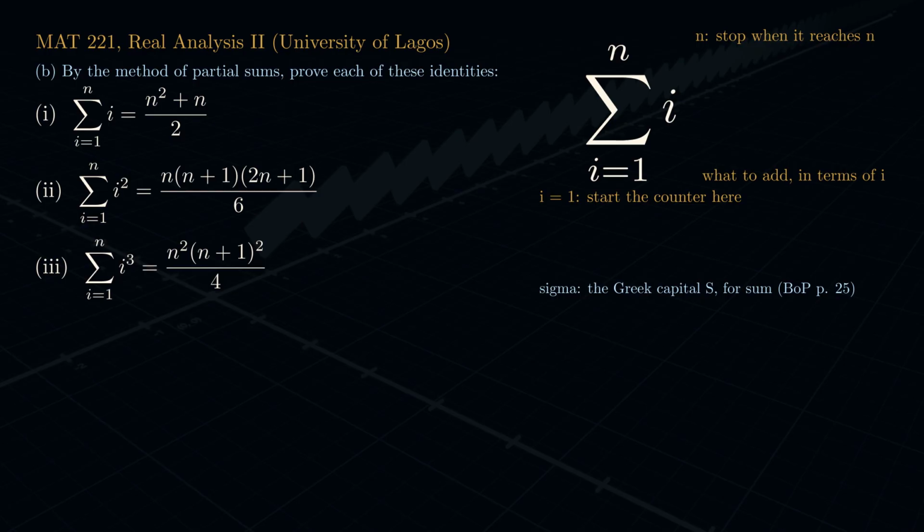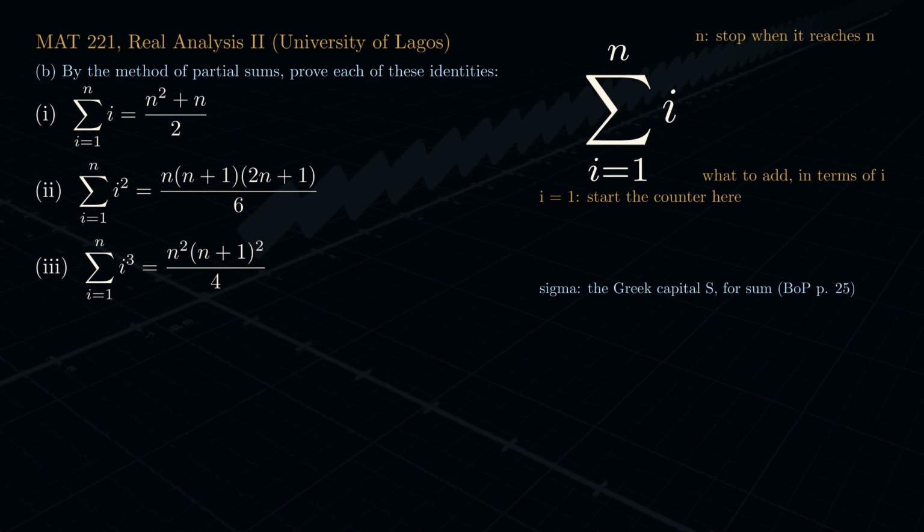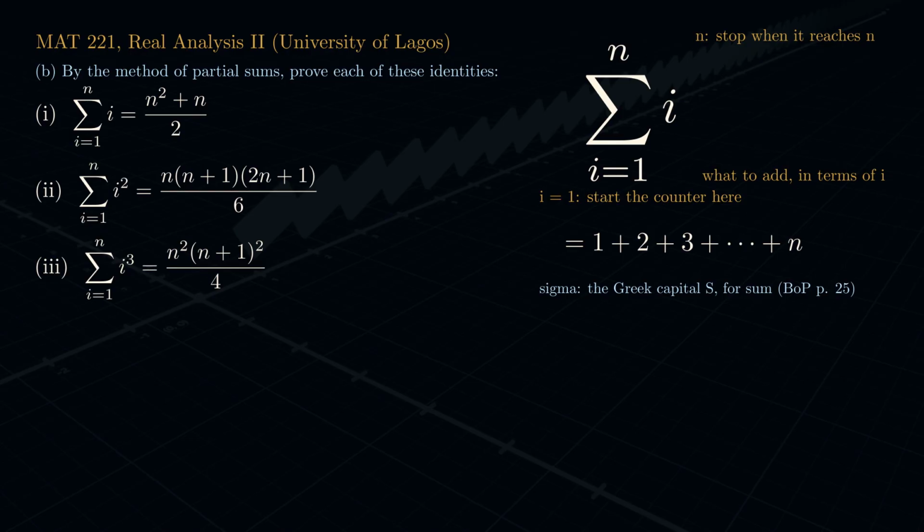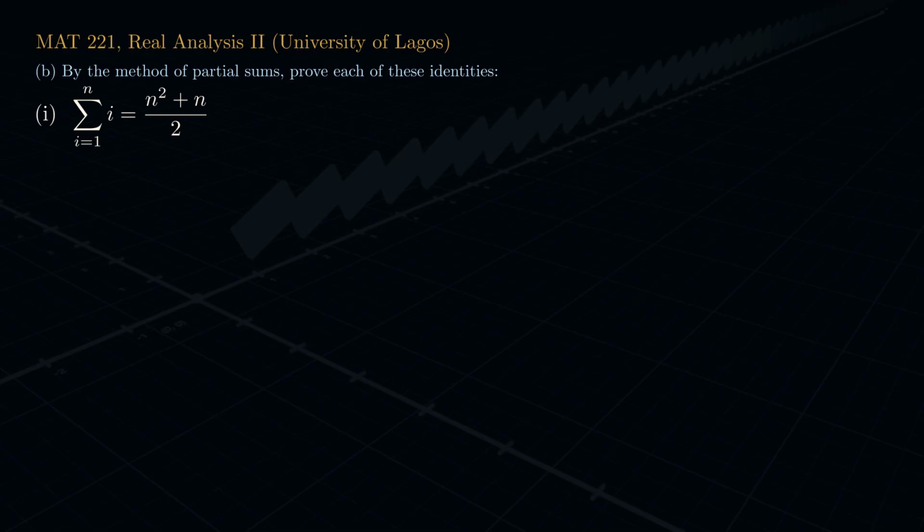So the sum from i equals 1 to n of i means take i equal to 1, then 2, then 3, up to n, and add them all. 1 plus 2 plus 3 up to n. Your book writes this notation down on page 25, and from now on, we can write a sum of any length without trailing dots. Let us feel the first identity before we prove it.